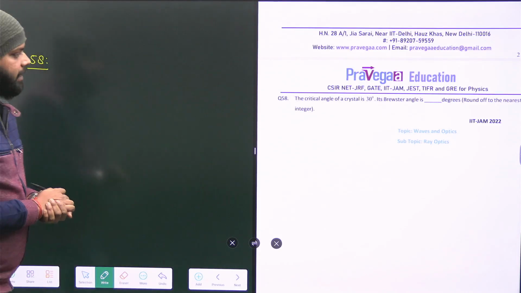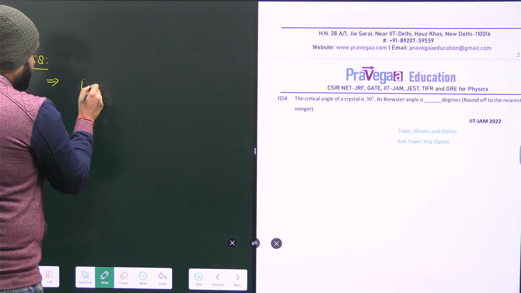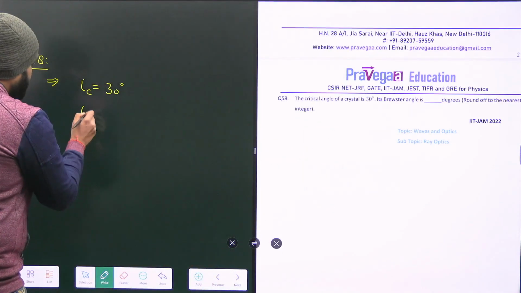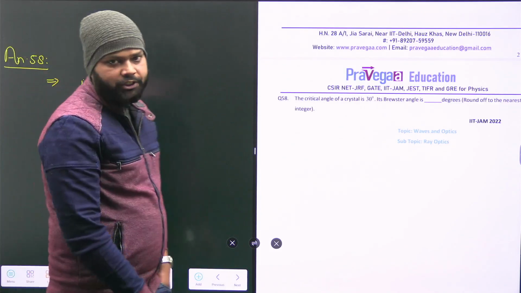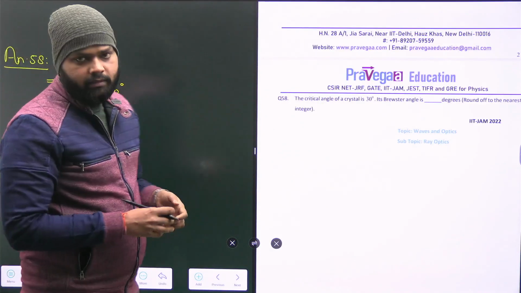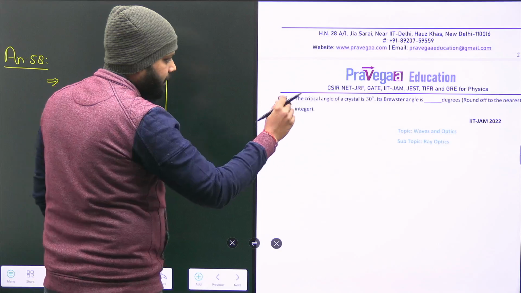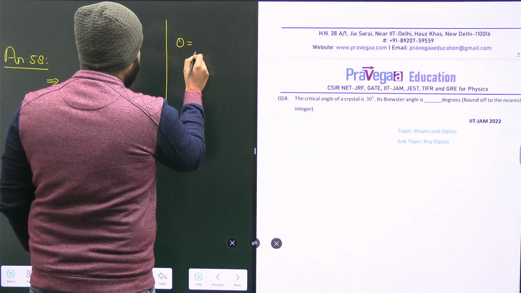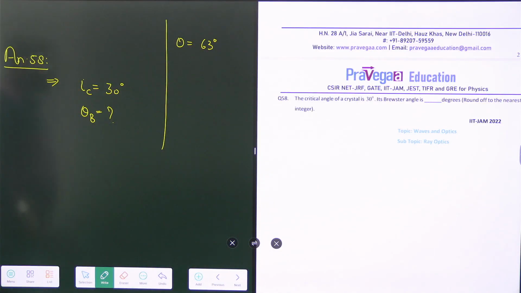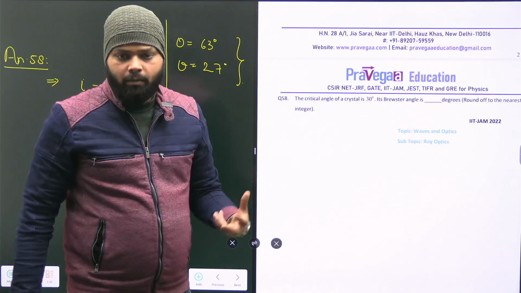The question is: the critical angle for any crystal is 30 degrees, and we have to find the Brewster angle. It's quite a controversial question, because if you see the IIT answer key, they have given two answers. Some students have given the answer theta equals 63 degrees, and someone has given the answer theta equals 27 degrees. And IIT said both are correct because there is a fault from their side.